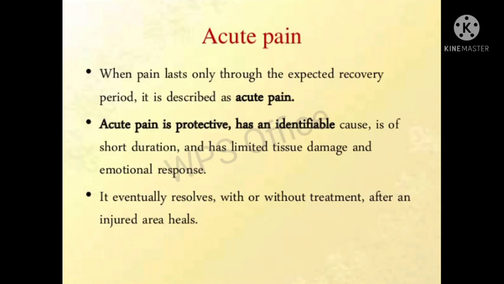Okay, so acute pain is a pain which lasts only through the expected recovery period. Acute pain is protective, has an identifiable cause, is of short duration, and has limited tissue damage and emotional response. It will eventually resolve, with or without treatment, after the injured area heals. When the injured area starts to heal, the acute pain will resolve automatically in a short period of time.